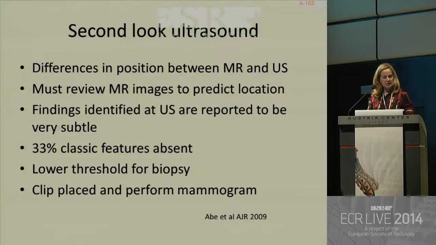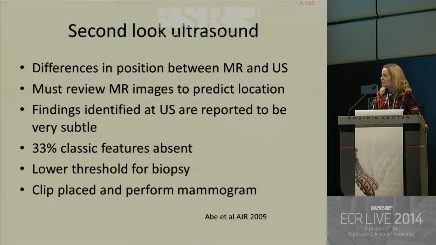When performing your second-look ultrasound, it's important to remember the differences in position of the patient between the MR and ultrasound. With MR, the patient is imaged in the prone position, and with ultrasound, the patient is imaged in the supine oblique position. So lesions can vary slightly in their location. You must review your MR images prior to the second-look ultrasound so that you have an idea of where the lesion is going to be.